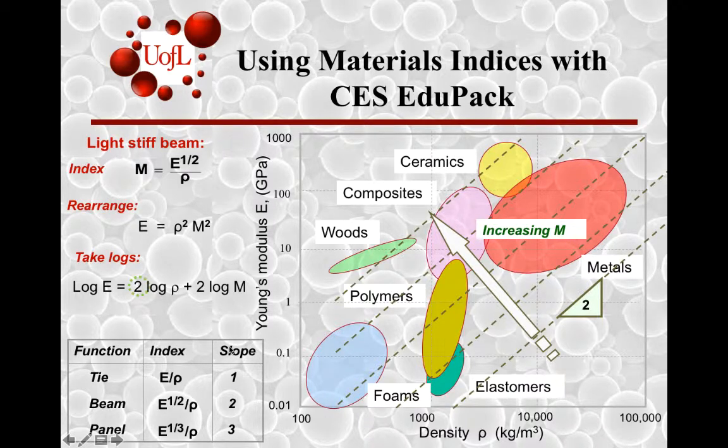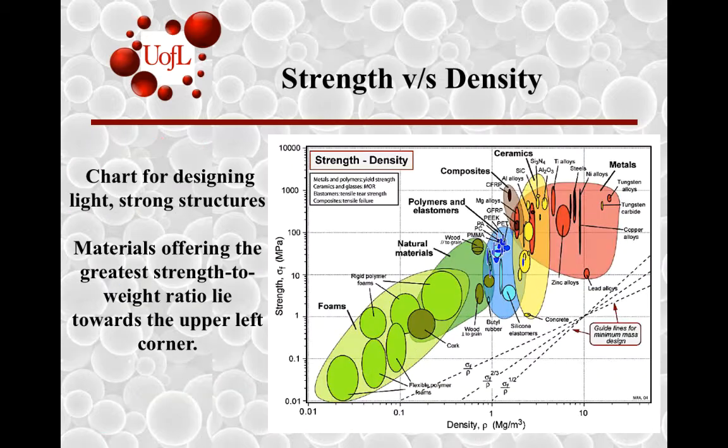ends up changing. And just like we have done the derivation for the beam, it will be useful to check how to derive that for the tie rod as well as the panel. So this chart can be used for designing light strong structures of various cross-sectional geometries.